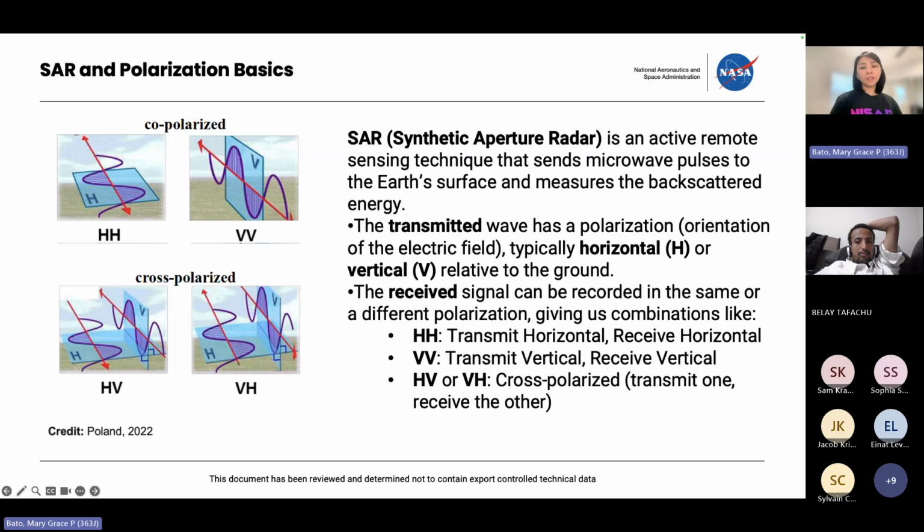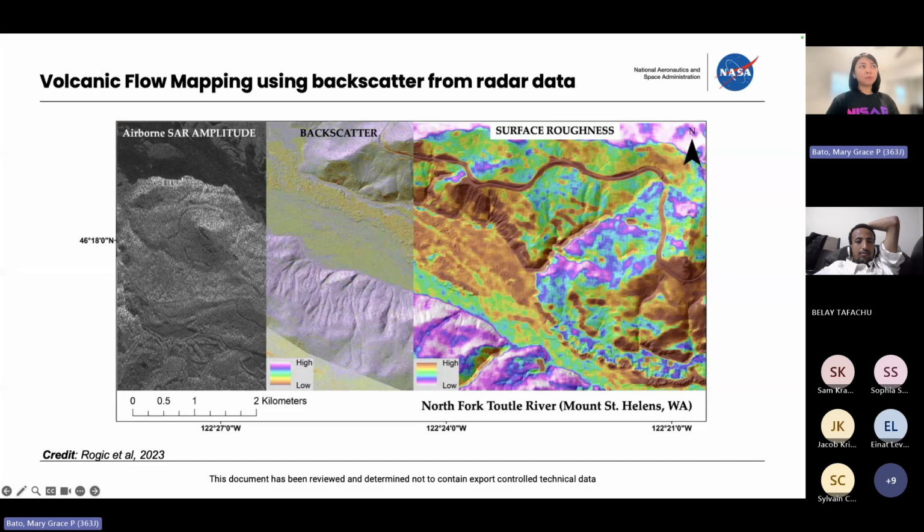But what's important here is this combination of what we call copolarized, when you have both HH or VV transmitted and received. Analyzing copolarized data sets can give you the characteristics of the ground, such as surface roughness, vegetation, and other structural features. An application of this, for example, is in volcanic flow mapping. Here, this is from Rogic et al. 2023.